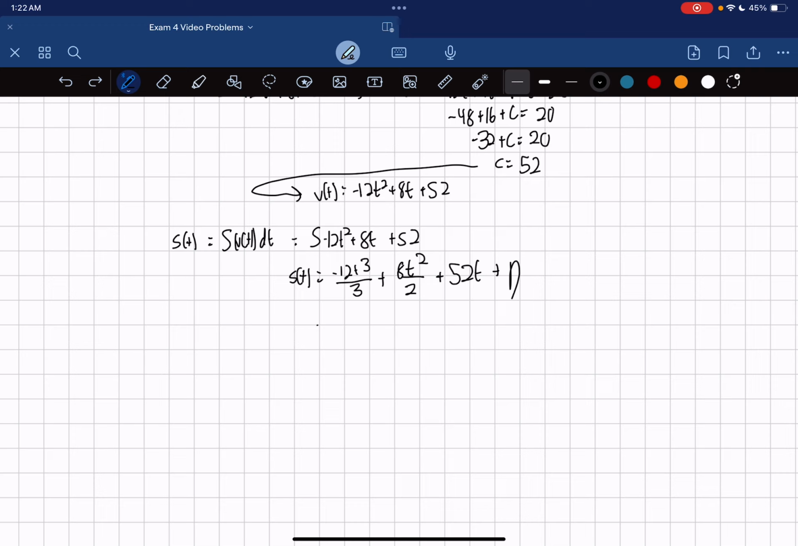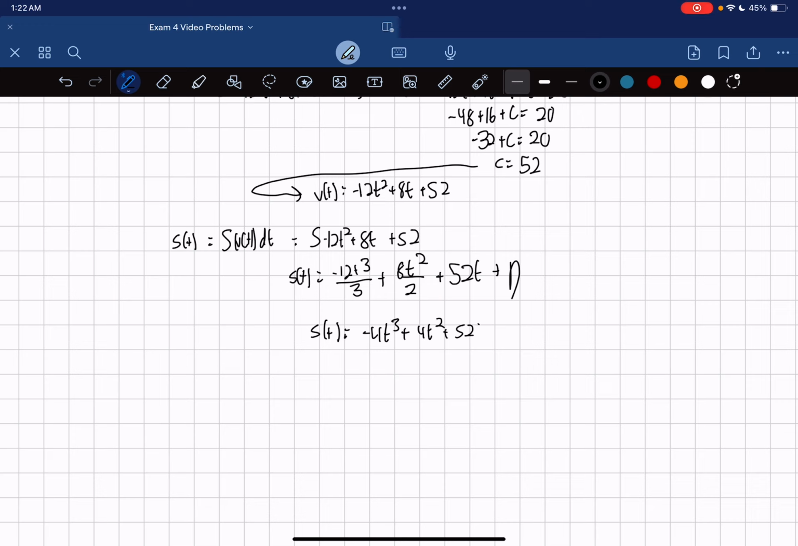Then, this will equal negative 4t cubed plus 4t squared plus 52t plus d. Now we solve for d using what we can, referring back to the problem. In this case, the initial position started at 5 meters, meaning at position 0, it is equal to 5.